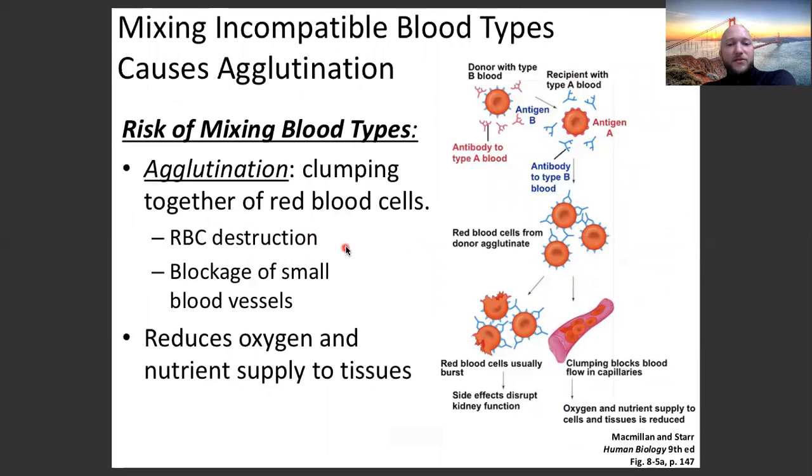All right, red cell destruction, blockage of small vessels. So if you get agglutination, you get red cell destruction and blockage of small vessels, which can reduce oxygen and nutrient supplies to those tissues served by those small vessels.